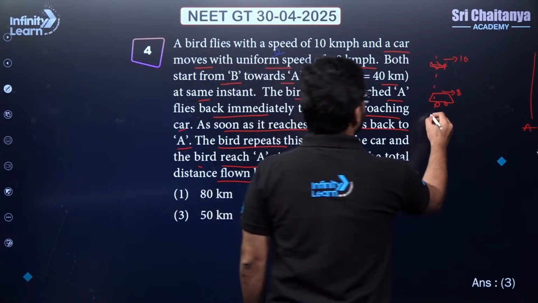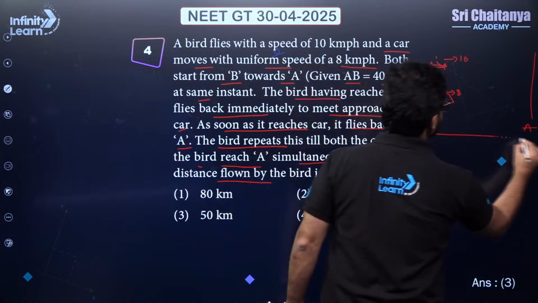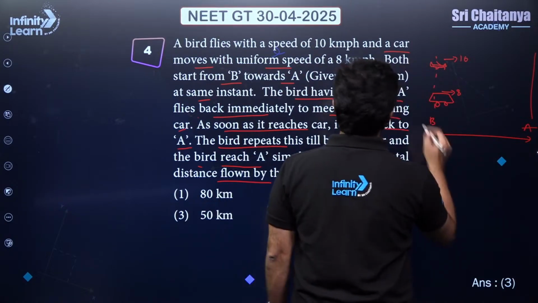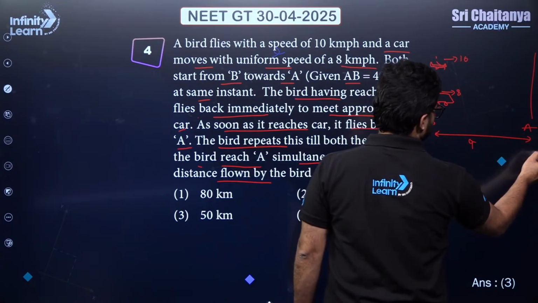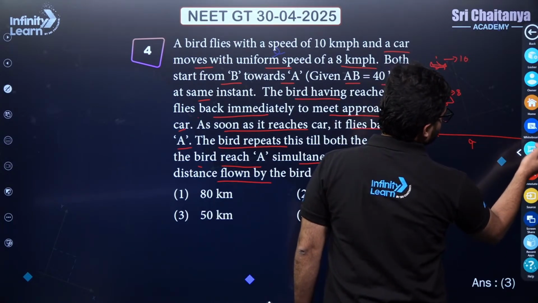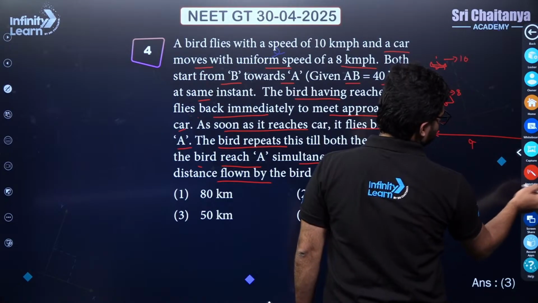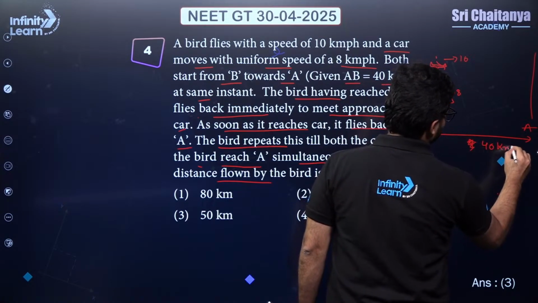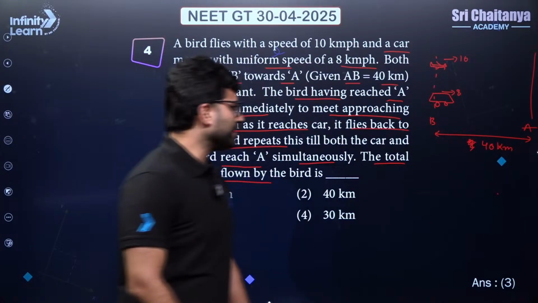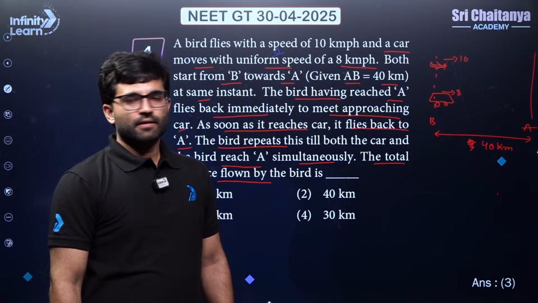So now this is B basically. So this distance is given as how much? This distance is given as AB is equal to 40 kilometers. Anyways, this is 40 kilometers. Correct? This is 40 kilometers, right?